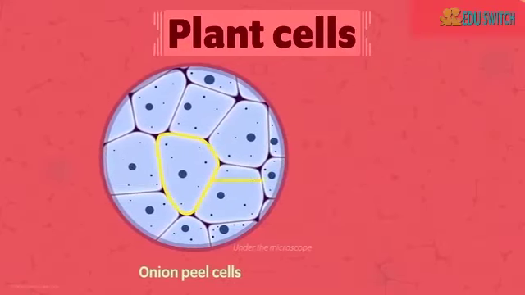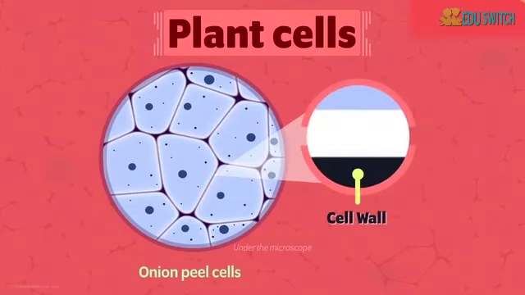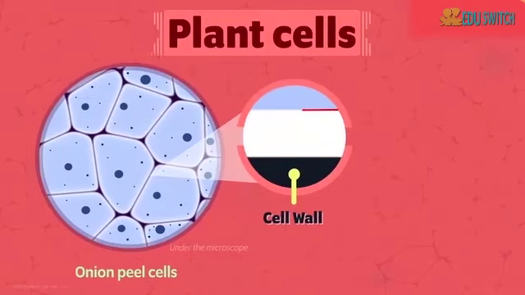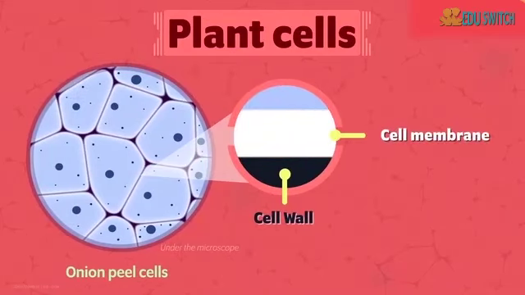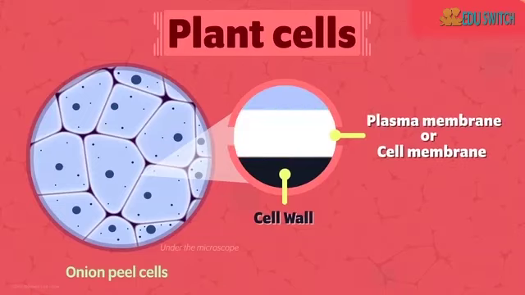This outer margin seen here is called the cell wall. If we zoom in a bit, we notice that there is another layer on the inner side of this cell wall. This is called the cell membrane. Yes, the outer wall is the cell wall and the inner layer is called the cell membrane. The cell membrane is also referred to as the plasma membrane. It is porous in nature.